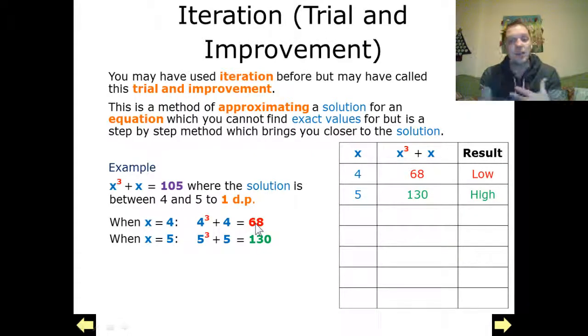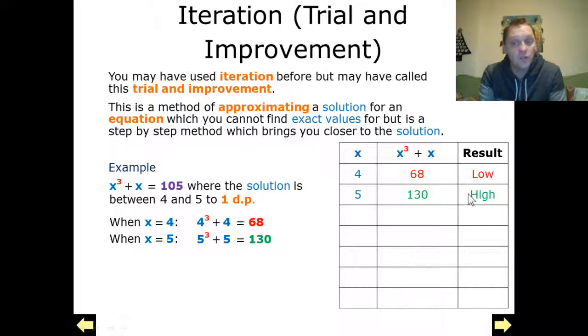So the best way that I can try and show my results is by putting it into a table. That way it's nicely set out and it's easy to follow. I've already got my 4 and 5 in there. I've got my 68 in red because I'm just showing that that is too low. And the green is just showing that the answer is too high.